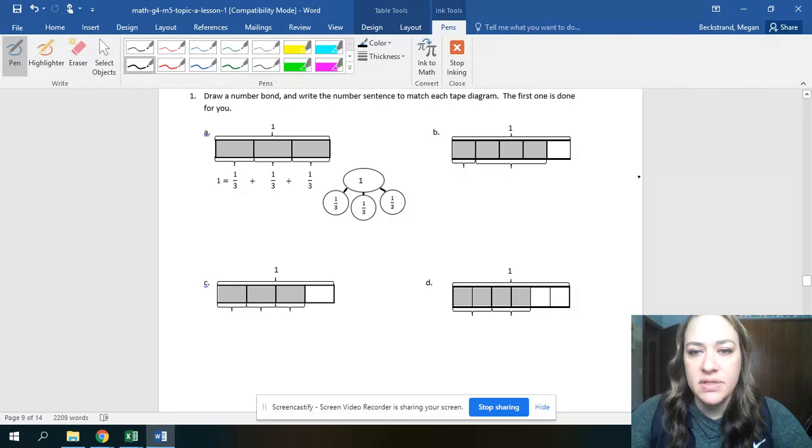On letter B. So notice not all of them are shaded, so we're not going to represent all of these units. We have one whole, but let's see what our denominator is going to be. We have 1, 2, 3, 4, 5. So this is broken into fifths. So this first one, notice our little bracket here on the bottom is representing one of these. So this here would be 1/5.